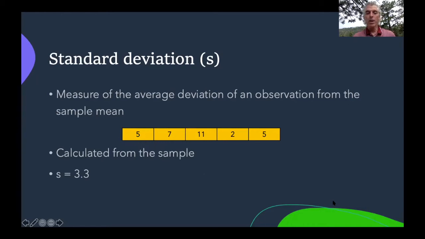We've already talked about the variability within a sample being measured as the standard deviation. So the standard deviation takes all of the measurements within a sample and simply represents those as a number that represents the average deviation of each observation from the sample mean. So this is calculated directly from the sample and represents variability in observations within a statistical sample.